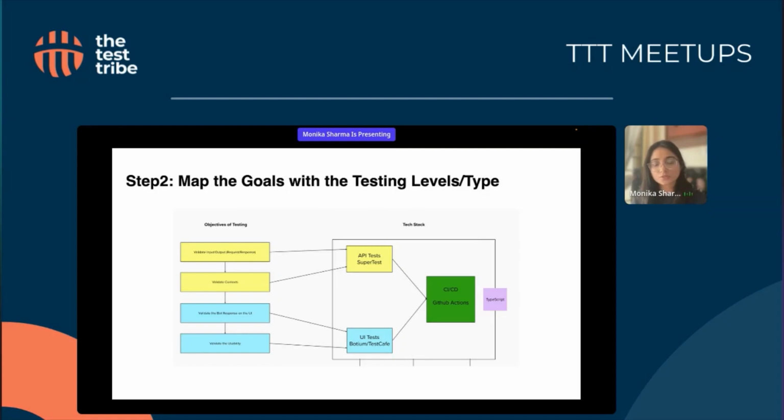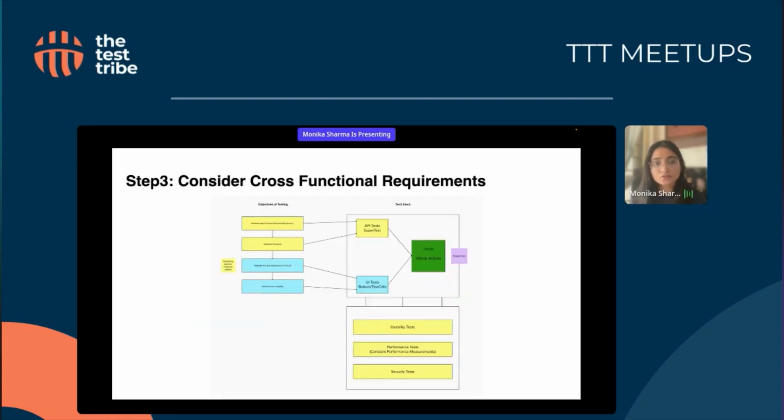For example, the bot response on the UI, how am I going to test it? If it's a web app, then it can be a UI test. If it's on mobile, then we can add it as part of the mobile test. But again, it comes under UI testing only. And validating the usability again comes under the UI test. So when we have identified what all testing types we'll be needing, the third step is to consider the cross functional requirements.